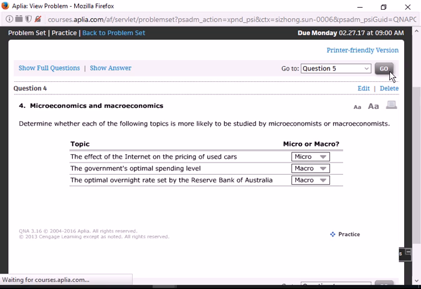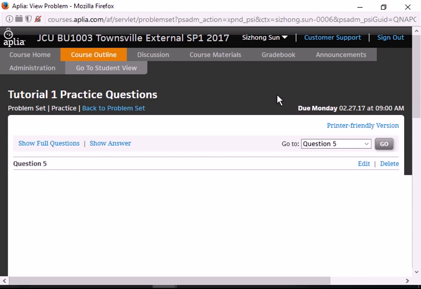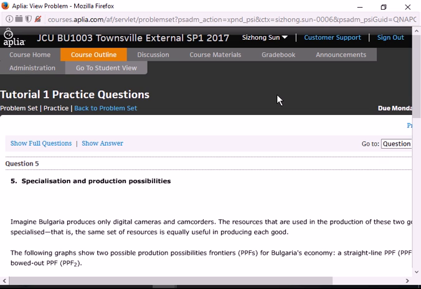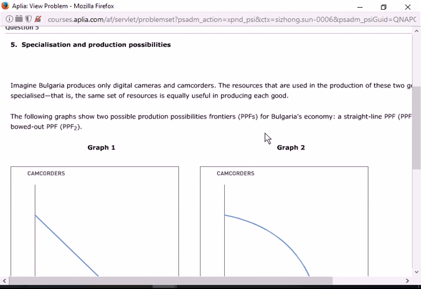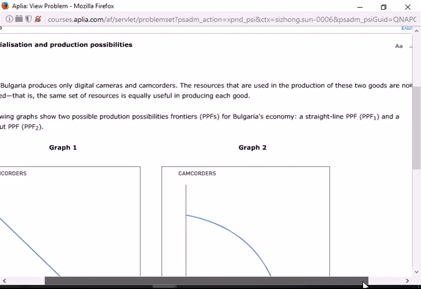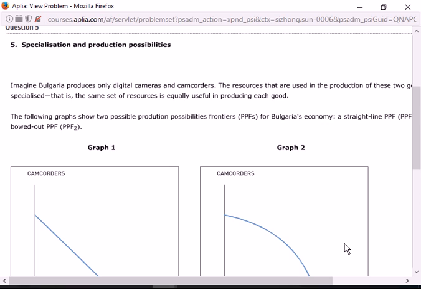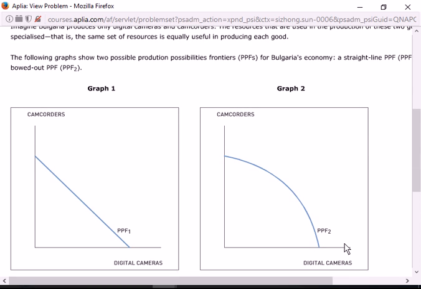Question 5. Specialization in the production possibility frontier. Imagine Bulgaria produces only digital cameras and camcorders. The resources that are used in the production of these two goods are not specialized. That's the same set of resources is equally useful in producing each good, which means that the resources can perfectly substitute each other in producing camcorders and digital cameras.